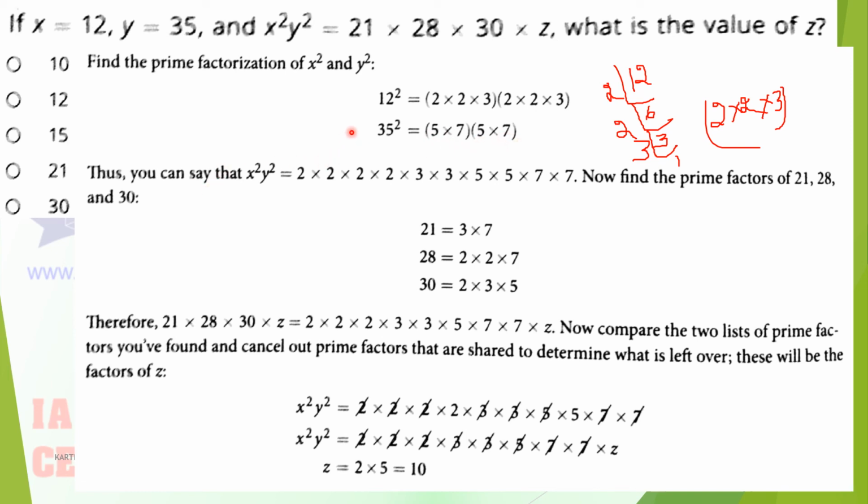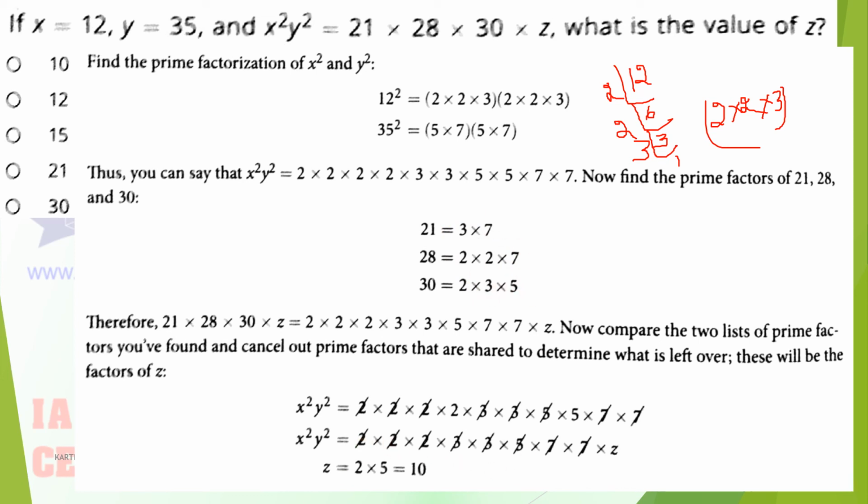Next, club together x square y square. You just club all factors: 2 into 2 into 3, 2 into 2 into 3, and 5 into 7, 5 into 7. So this is nothing but x square y square. Similarly 21 factor, you just take 21 factor, that is nothing but 3 into 7, and 28 factor is 2 into 2 into 7, and 30 factor is 2 into 3 into 5. So all club together.